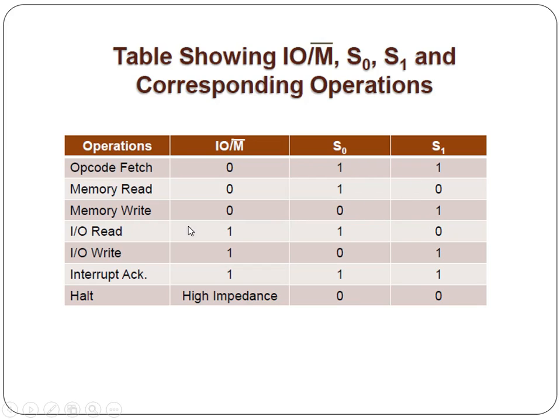For input output read, IO/M bar is obviously 1, with S0 equal to 1 and S1 equal to 0. Similarly, for a write operation on the input output port, IO/M bar should be 1, with S0 equal to 0 and S1 equal to 1. For interrupt acknowledgement, all the signals should be 1, and in the hold position IO/M bar is high impedance and S0 S1 have no value, with no effect on the operation.